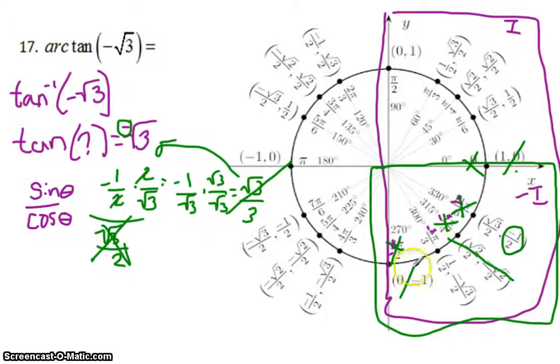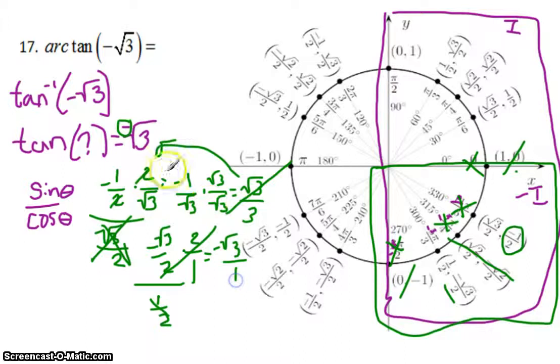So I only have one answer left. But I'm going to check it to make sure I did not make a mistake. So my y goes first. So I have negative square root of 3 over 2 divided by 1/2. I'm going to flip the second fraction and multiply. 2's cancel out, and I get negative square root of 3 over 1. Is that what I wanted? Yes. So this is correct. This is not my answer. My angle that makes it true is my answer. So it's negative pi over 3.